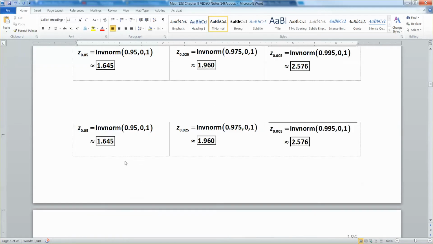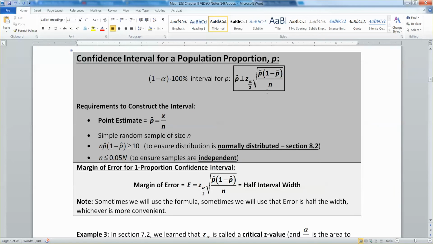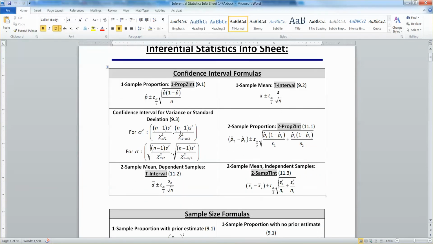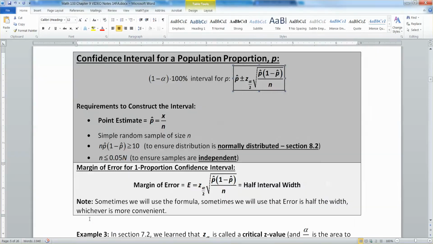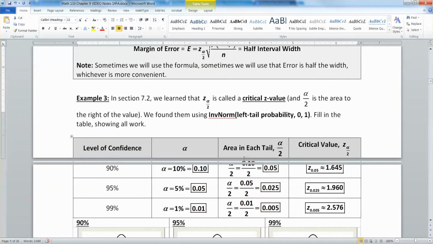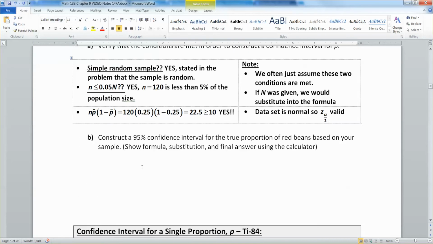Now the formula is back here, right here in this box, or it is on your inferential statistics cheat sheet, info sheet, whatever you want to call it, right here, top left corner. That's the one. So we're going to use that, and then I'm going to substitute. So formula, substitute, answer. So I'm going to show the formula part.